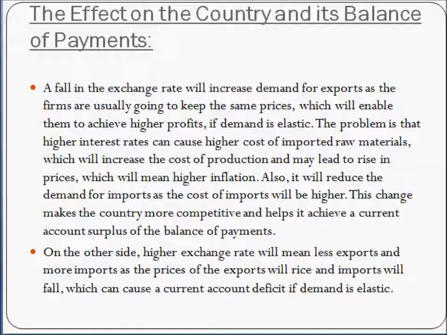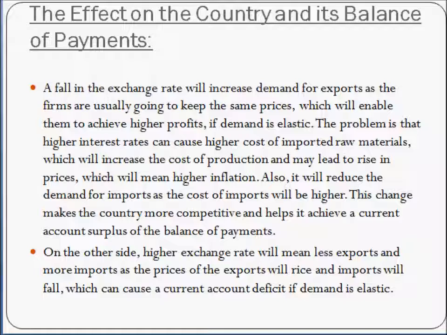The problem is that a lower exchange rate can cause a higher cost of imported raw materials, which will increase the cost of production and may lead to a rise in prices, which will mean higher inflation. Also, it will reduce the demand for imports as the cost of imports will be higher. This change makes the country more competitive and helps it achieve a current account surplus of the balance of payments.